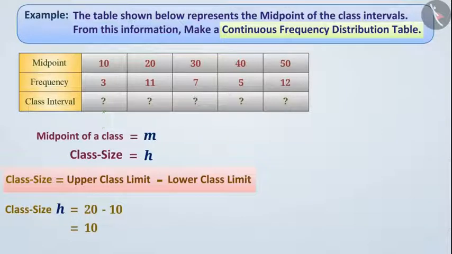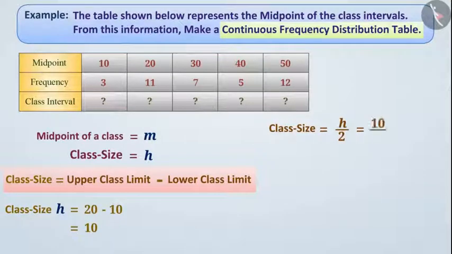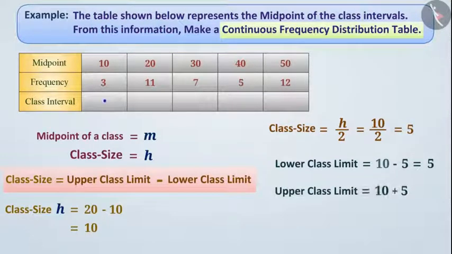If we reduce this difference to half of the class size, we get the difference between the midpoint and the lower class limit, or the midpoint and the upper class limit. h divided by 2 equals 10 divided by 2 equals 5. If we subtract this difference from the midpoint, we get the lower class limit: 10 minus 5 equals 5. Similarly, if we add this difference to the midpoint, we get the upper class limit: 10 plus 5 equals 15. In this way, we get the first class interval, 5 to 15.